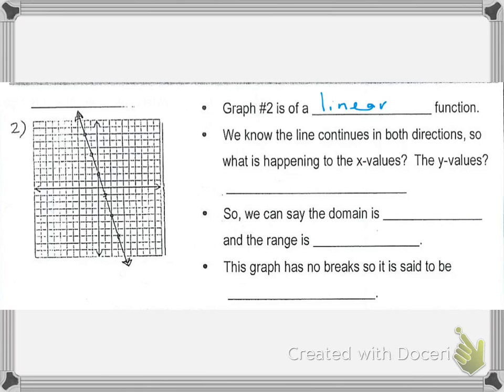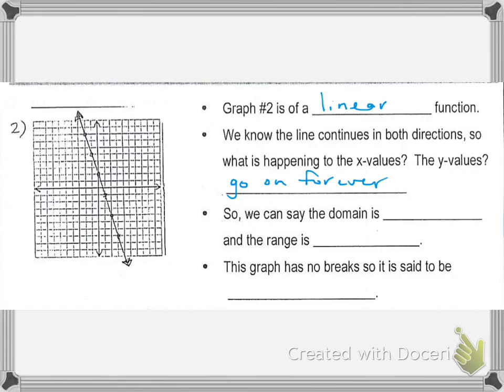They're increasing and decreasing, so they are what? Continuing on, how long? Forever. They're going on and on forever. Okay? So continue. Right, however you want to say it: go on forever, continue on forever.